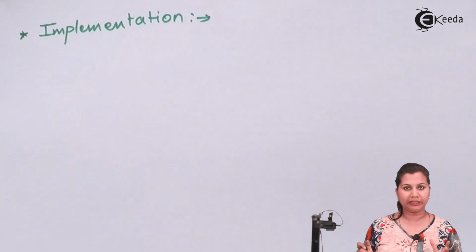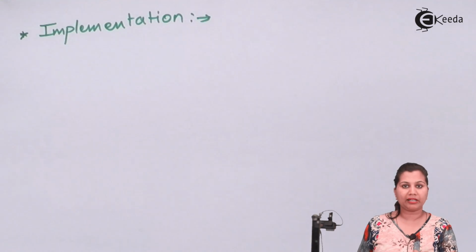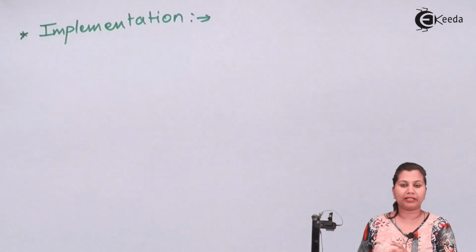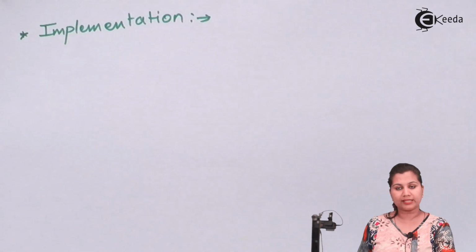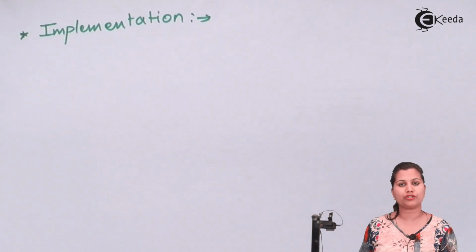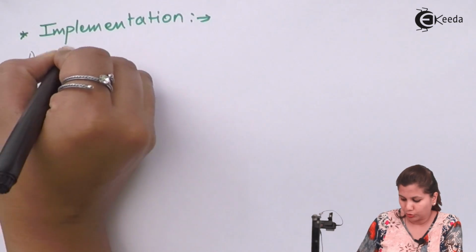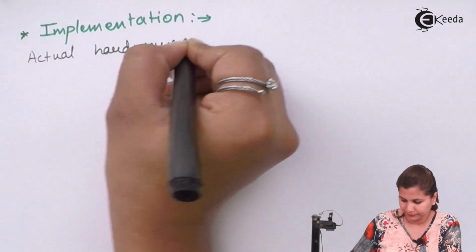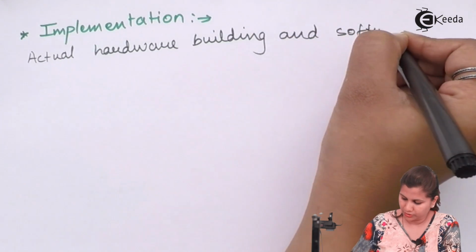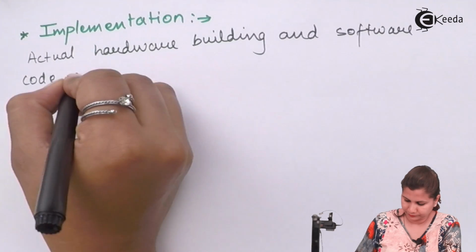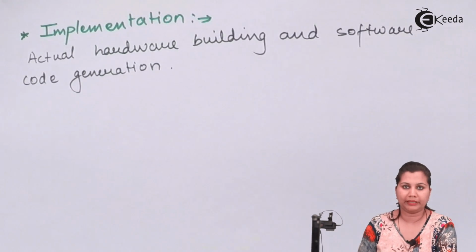So the hardware will be implemented, and in the software part we will do the code generation, because we are using the embedded system for a particular application. For that application, how the program is to be written, or how the algorithms are to be used. So in the fifth step, implementation, the code generation is done in the software. So actual hardware building and software code generation is done in the implementation step.